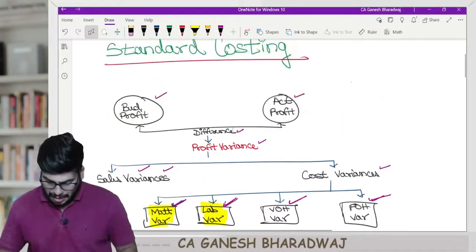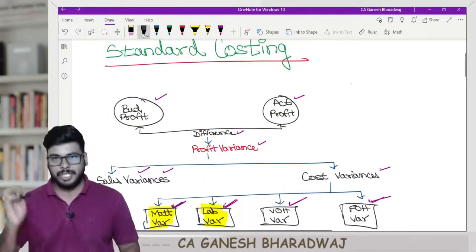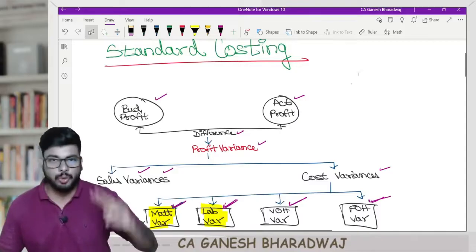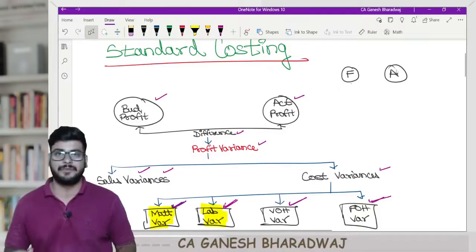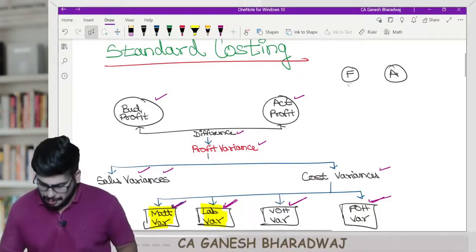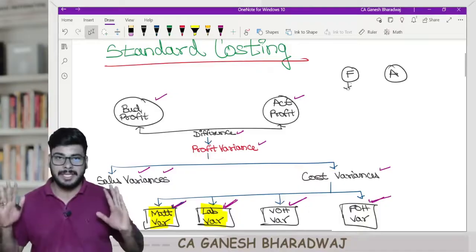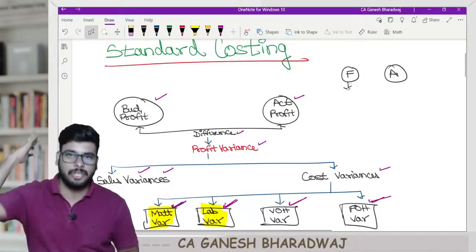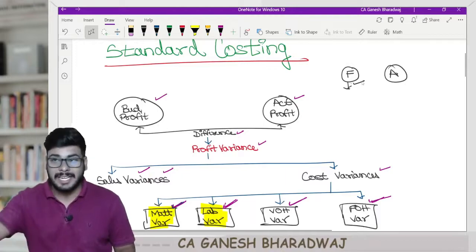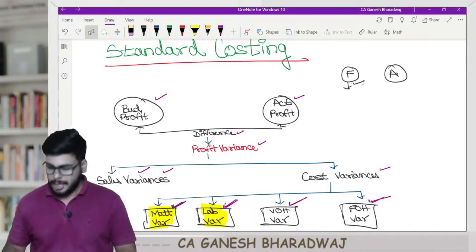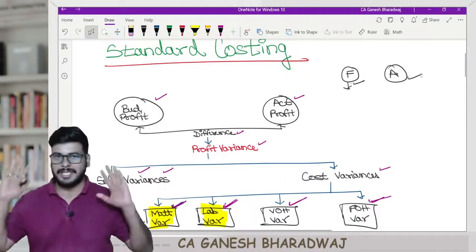Yes. Now, one more thing. In this chapter, we will be using 2 terminologies. One is called a favorable variance. The other one is called an adverse variance. What do you mean by a favorable variance? Any variance that results in increasing your profit is called a favorable variance. Any variance that results in decreasing your profit is called an adverse variance. Are you clear with this?